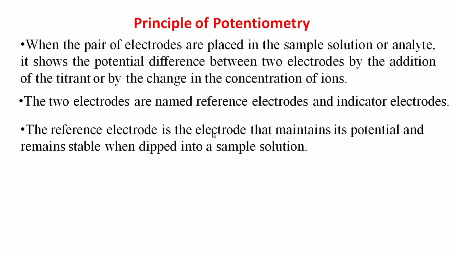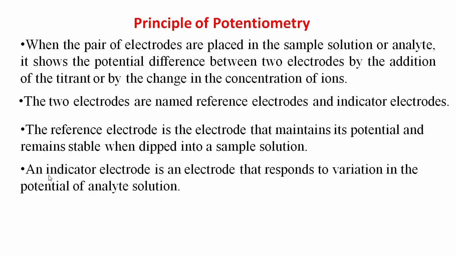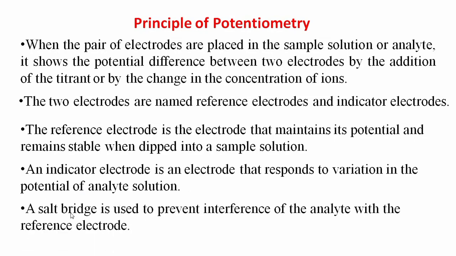The reference electrode is the electrode that maintains its potential and remains stable when dipped into a sample solution. An indicator electrode is an electrode that responds to variation in the potential of the analyte solution. A salt bridge is used to prevent interference of the analyte with the reference electrode.